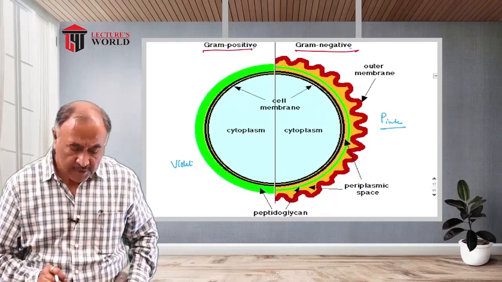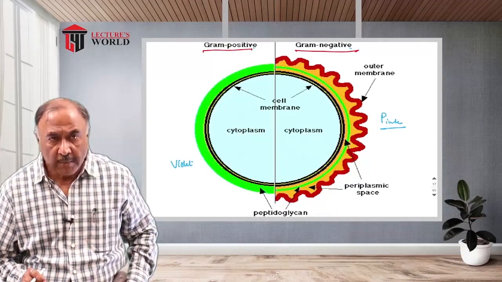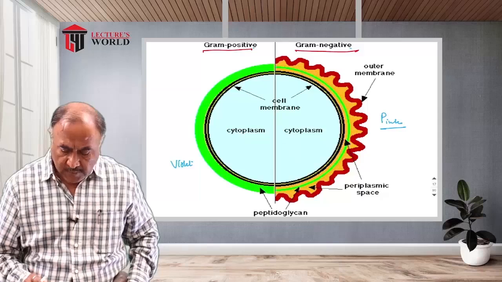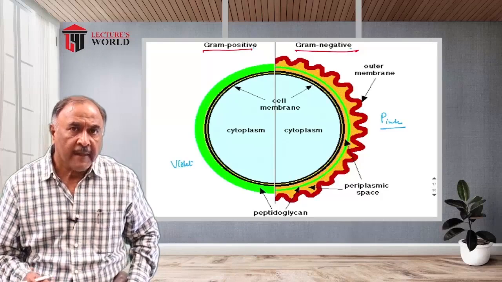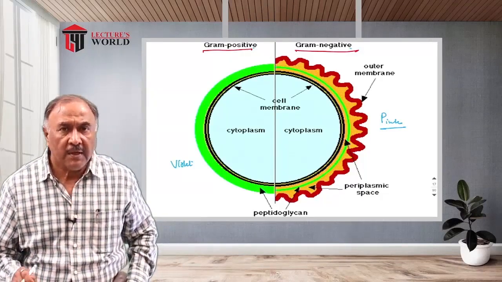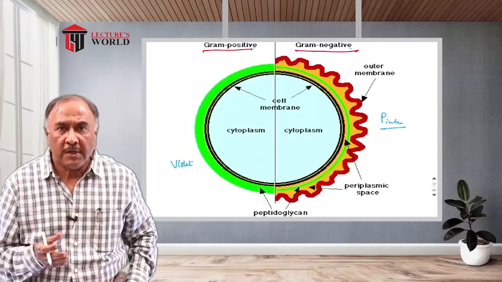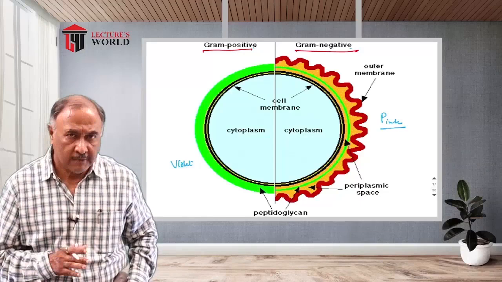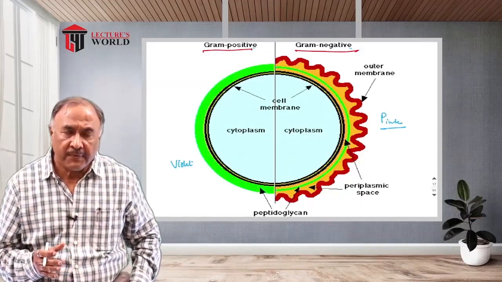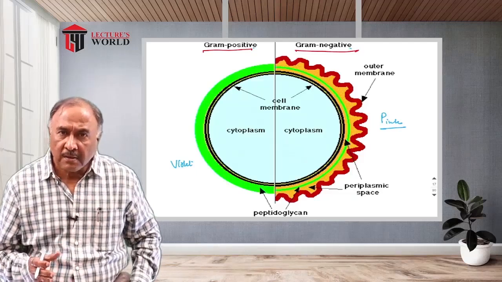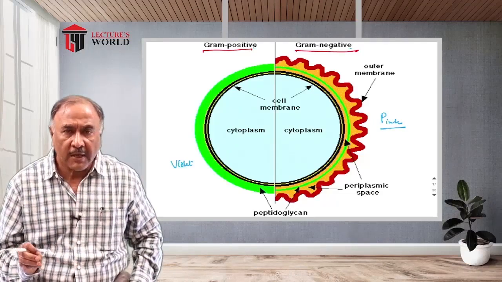Those which are gram positive are violet in color, and those which are negative are pink in color. So on the basis of the color difference, you can identify them, and this difference is basically related to the physico-chemical nature of the bacterial cell wall. The presence of peptidoglycan and the lipids in the organisms would determine whether they should be gram positive or gram negative.